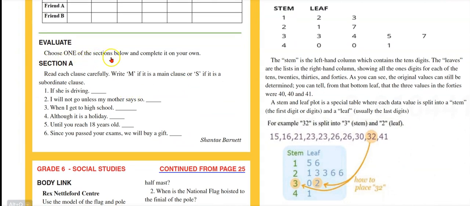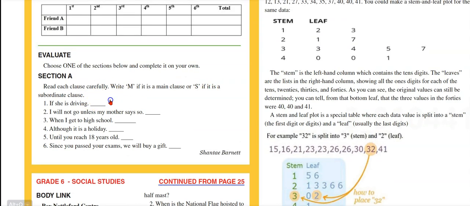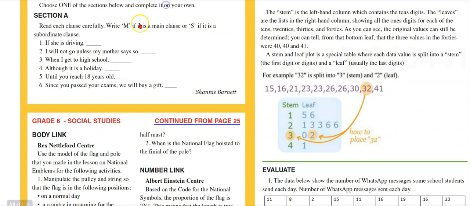Here we go. Choose one of the sections below to complete it on your own. A. Read each clause carefully. Okay, so this is separate. Read each clause carefully. Write M if it is a main clause, or S if it is a subordinate clause. So this is different from this one. Let's go. If she is driving, if she's driving what? We need some more information. Okay, so that must be S there. It's not a main clause. It's a subordinate clause. I will not go unless my mother says so. That makes sense on its own.